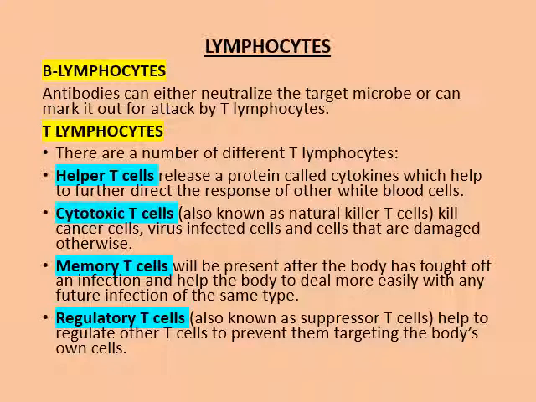They release a protein called cytokines. This protein stimulates the responses of other white blood cells. Cytotoxic T cells, also known as natural killer T cells, as their name suggests, kill cancerous cells, virus infected cells, and the cells that are damaged otherwise. Memory T cells are produced after the body has been exposed to antigen or any infection and protect the body against further infection of the same type. Regulatory T cells, also known as suppressor T cells, help to regulate other T cells to prevent them targeting the body's own cells.